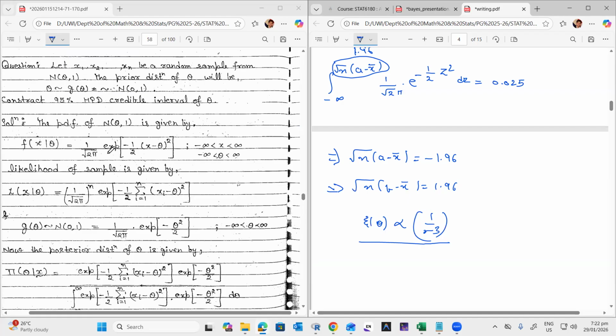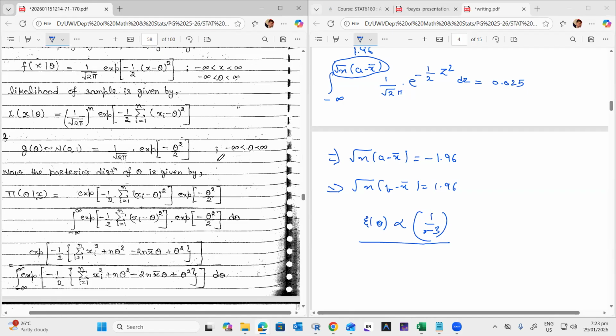That is x1, x2, xn. We have a random sample from normal distribution theta comma 1, the same experimental distribution as we took in the previous example. The prior distribution of theta right now is normal distribution with mean 0 and variance 1. All right. So now they are asking to compute the SPD interval. So how will we compute it?